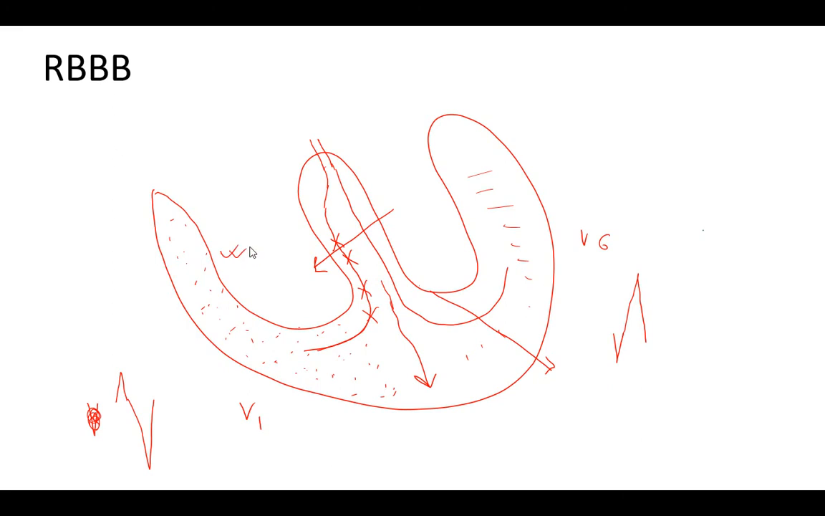So finally the right ventricle will be depolarized, so we will get a vector here and it will give positive deflection in lead V1 and a negative deflection in lead V6, okay. So what is basically happening in right bundle branch block, we are getting M pattern in lead V1 and we are getting W pattern in lead V6.